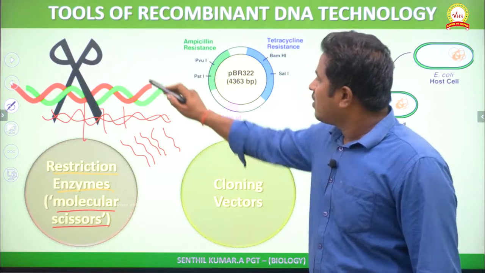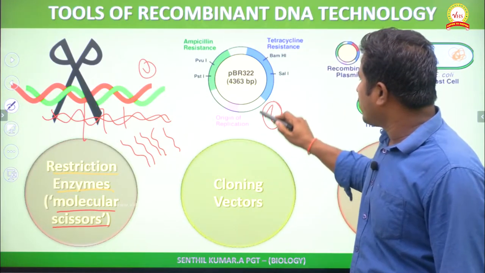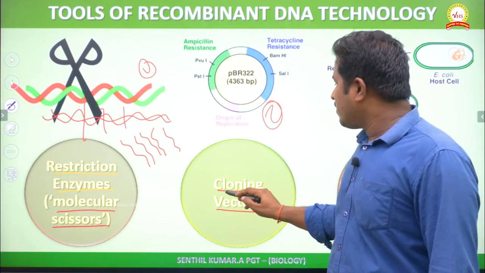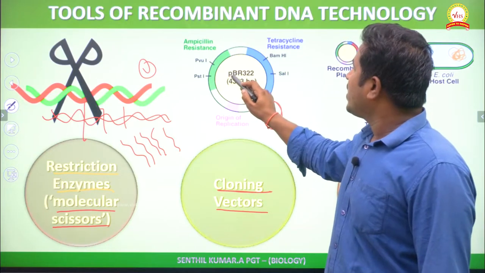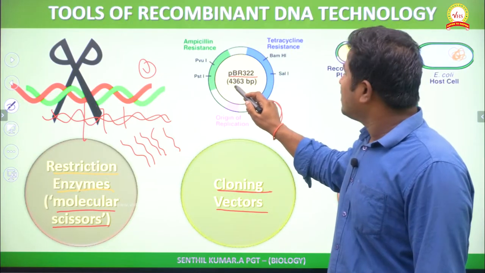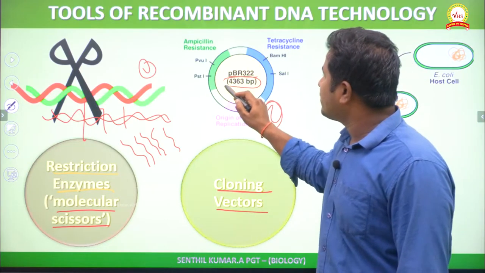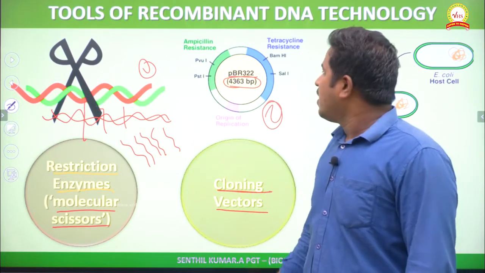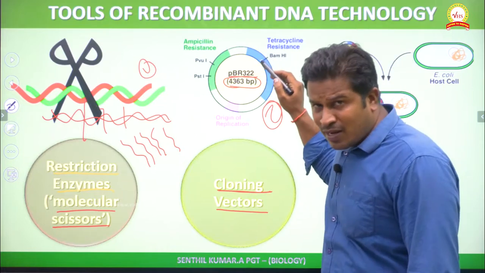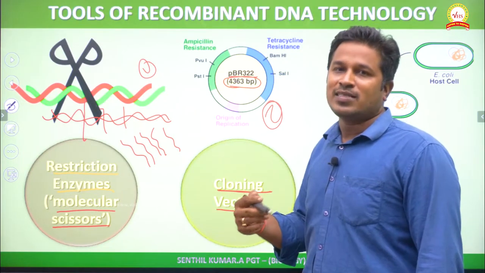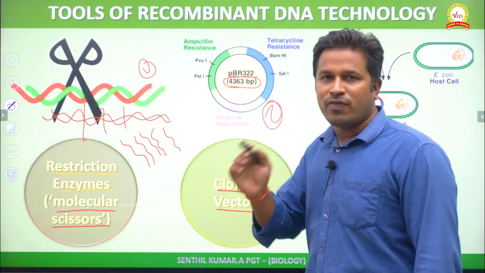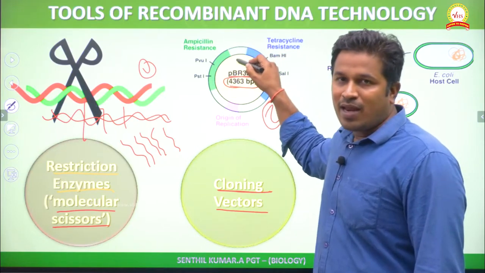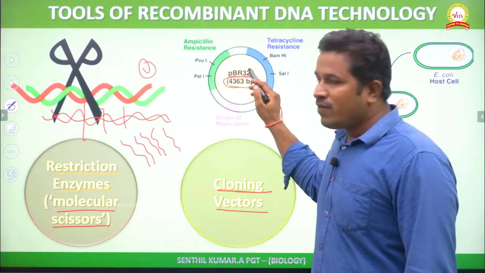Next, the tool is going to be a cloning vector. By the word itself you could see, a very good example is pBR322. It has 4363 base pairs, and this particular plasmid we are going to utilize as a vector to carry our gene of interest. Whatever our desired gene is, we are going to insert it in this particular vector. So this is one of the very good examples.